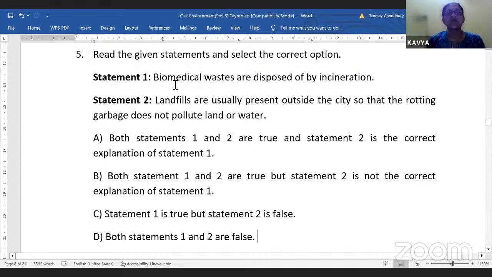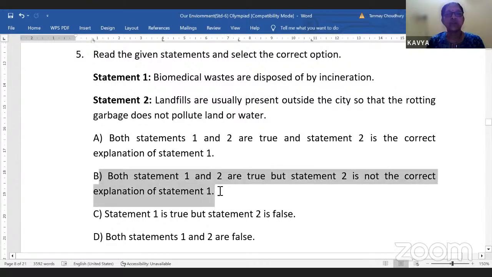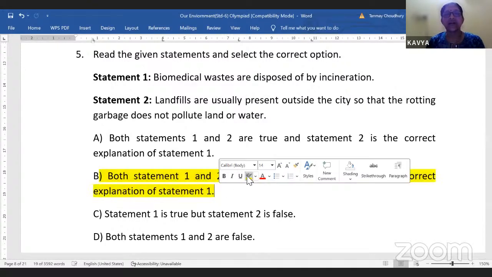So biomedical wastes are non-biodegradable. They can be disposed of by incineration. Landfills are for all these degradable wastes which are present outside the city. So this is not correct. Both statement 1 and 2 are true, but statement 2 is not the correct explanation of statement 1. Yes, this is correct. Both the statements are true, but statement 2 does not explain statement 1.